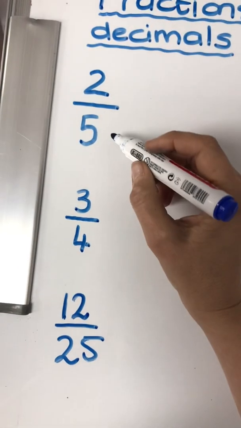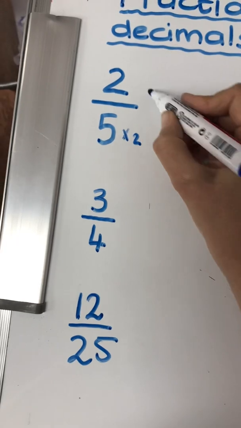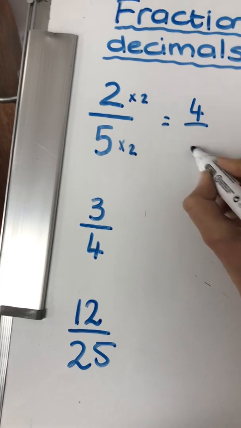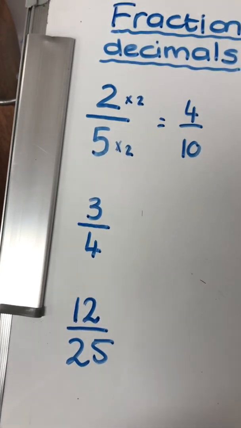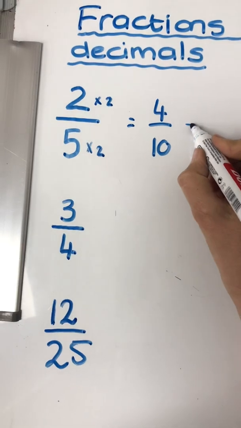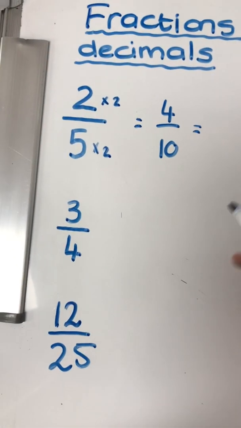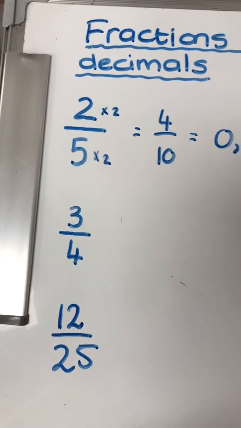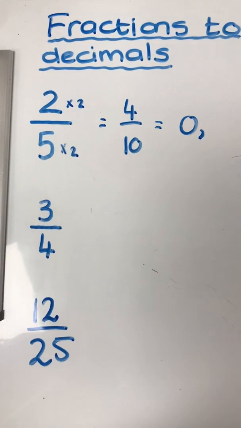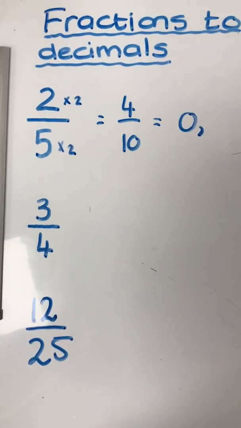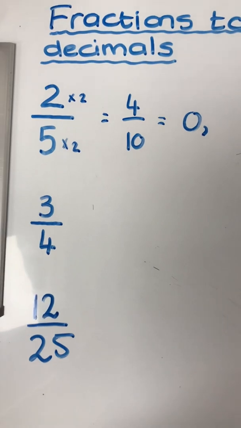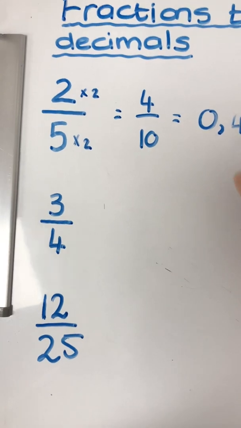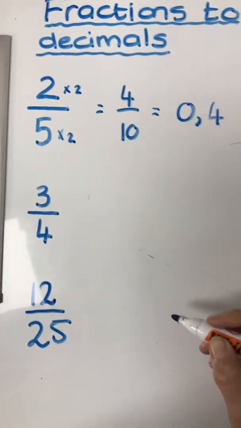So we're going to do it this way. We know 5 times 2 is 10. What I do at the bottom, I have to do at the top. So that leads me to 4 tenths. Now I've got it to tenths. What I do now is I ask myself, are there any whole numbers here? No. So I put a 0 and then a comma, because after the comma come the parts of a tenth. The first place after the comma refers to tenths, and I'm working with tenths here, so I'm literally just going to write the 4 down. So that is that one done.